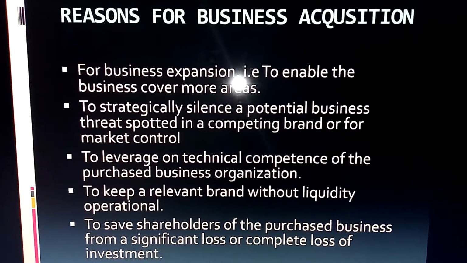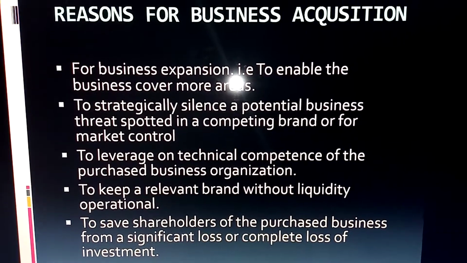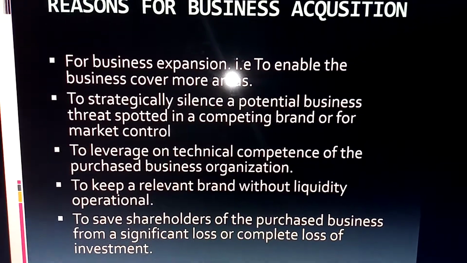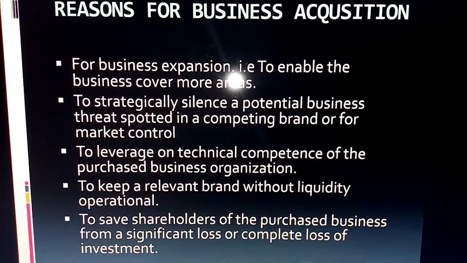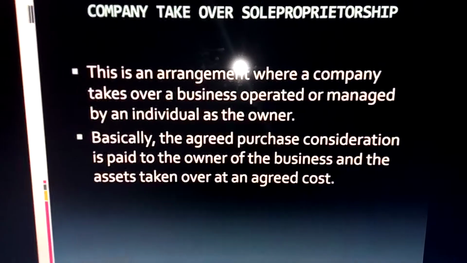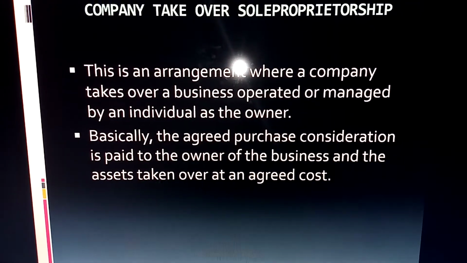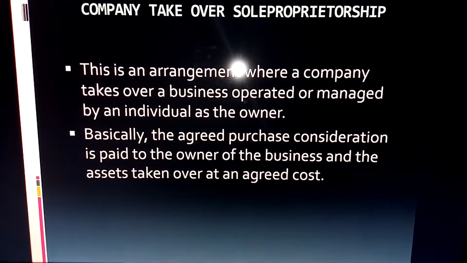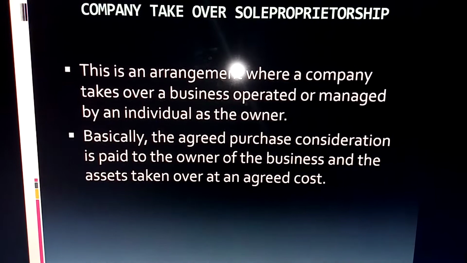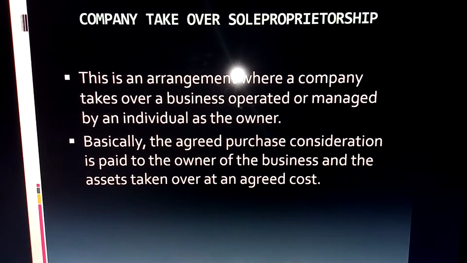But if you don't have that arrangement, it is possible that this business crumbles and then you lose your investment completely. So basically, these are some of the reasons for business acquisition. Now I want to look at a scenario where a company is taking over a sole proprietorship. A sole proprietor is a business owned by one man. So this arrangement is that a company is taking over the business that is managed or owned by one person.